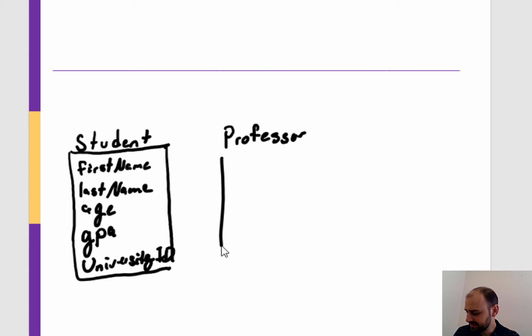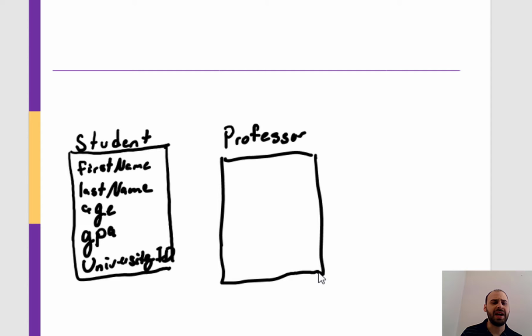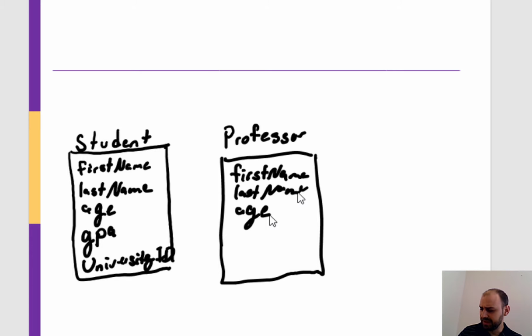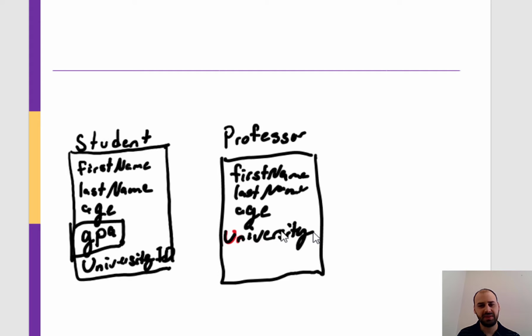And let's imagine then we have a professor class. Let's think about what attributes there might be for a professor, right? What data constitutes a professor? Well, maybe we also have a lot of the same information. First name, last name. Maybe we also are storing age. GPA might be different. We're not going to have a GPA. But let's say we also have a university ID.